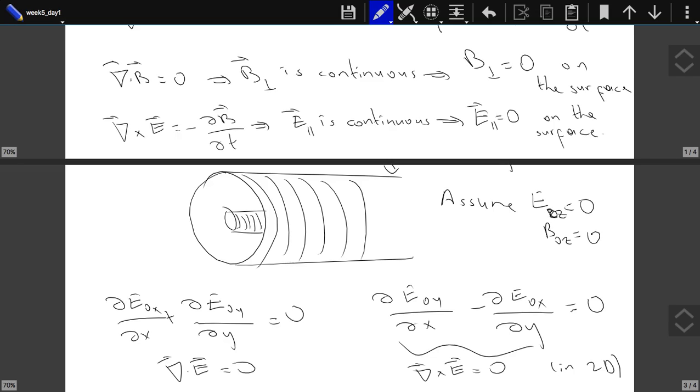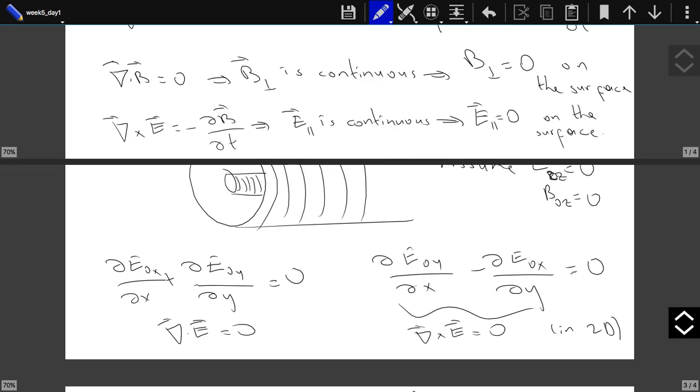Be careful about terminology, how we are describing it. What we are saying is, you see, if Ez and Bz, they are both 0, we obtain these two equations. And remember, this E0x and E0y, they only depend on x and y. Well, to solve this equation, it's enough for me to assume that E0y is the y derivative of some function and E0x is the x derivative of the same function.